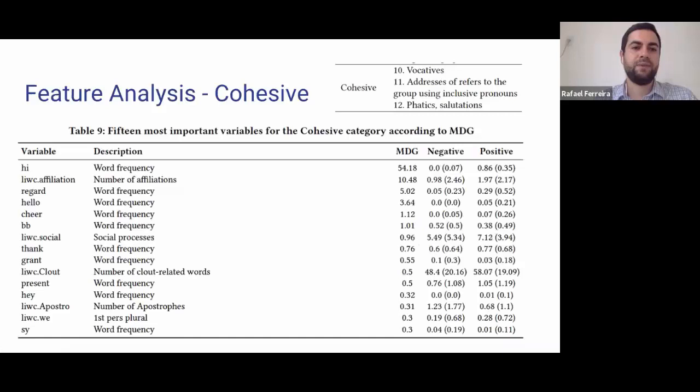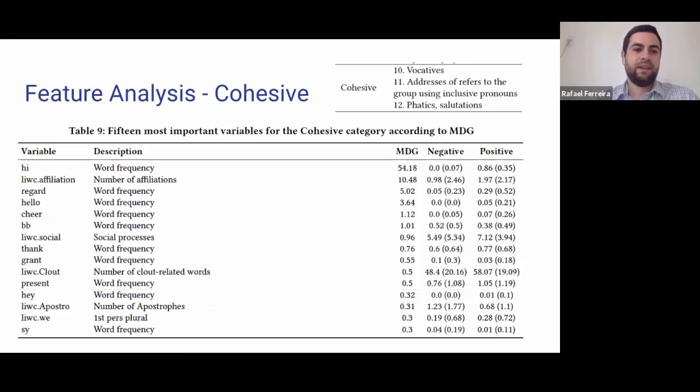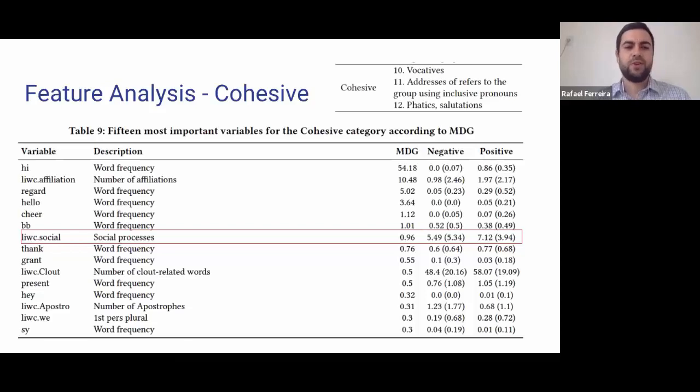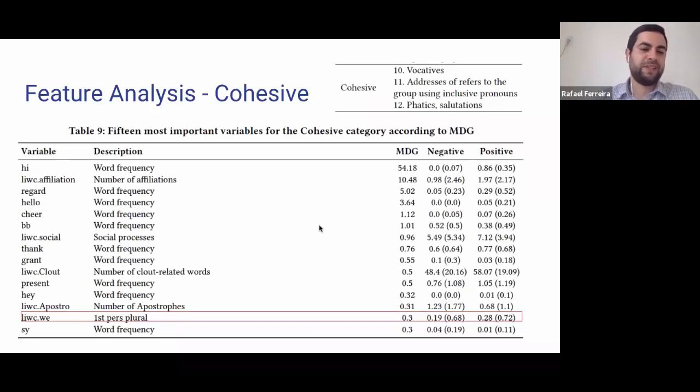Finally, the cohesive table. We have several features related to salutations, both at the beginning and at the end of the messages. And we also have this LIWC social process measure. It is a measure that shows how the group is becoming cohesive over time. And I also highlighted the first person plural here, specifically the pronoun we, which also shows the sense of grouping. So it shows the cohesive category.